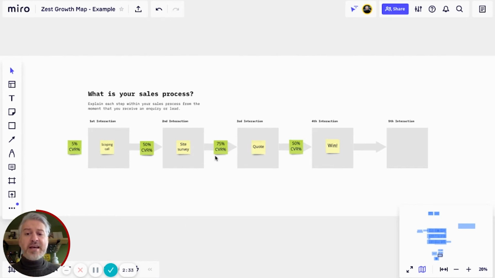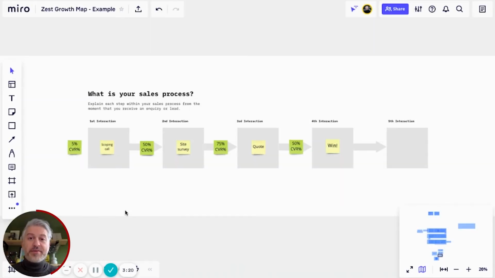And then from there, we end up with 75% of all site surveys going forward to a quote. So we're assuming quite a high conversion rate because we've qualified them well, and we want to make sure that time is well spent. But 75% ultimately go through to receive a quote from us. And then from there, 50% convert into a closed sale. So I'm going to now show you how that impacts your numbers.